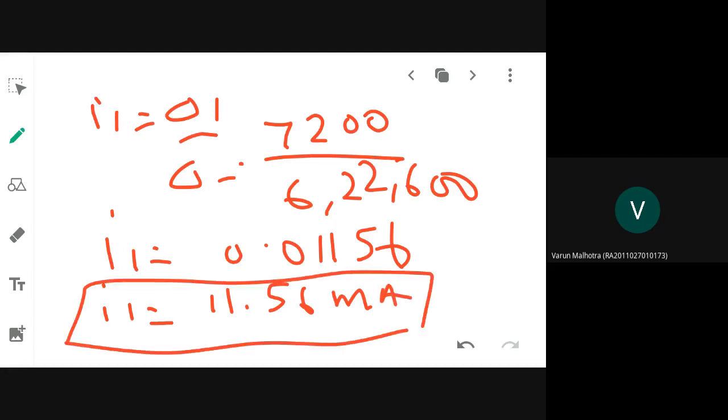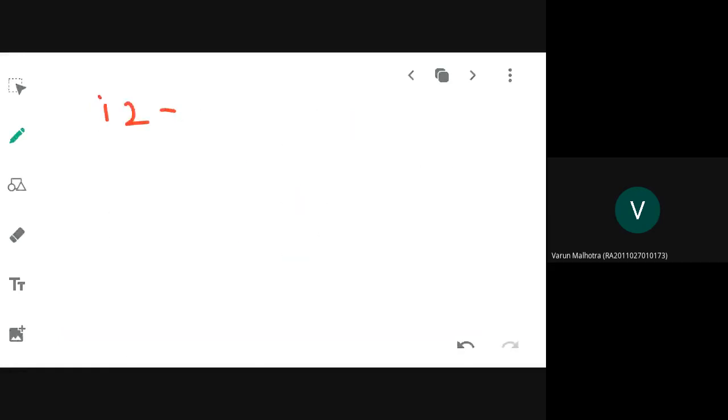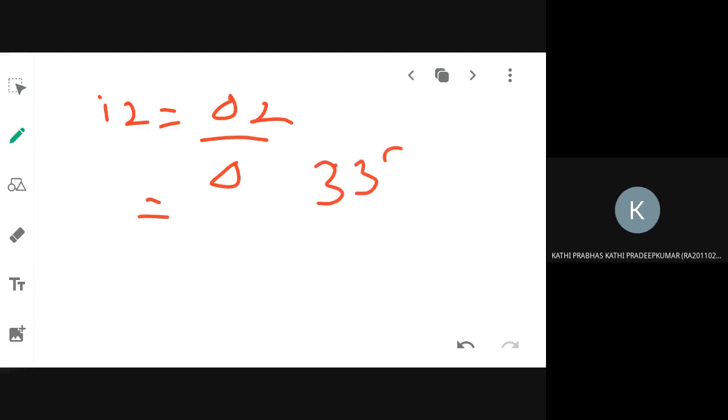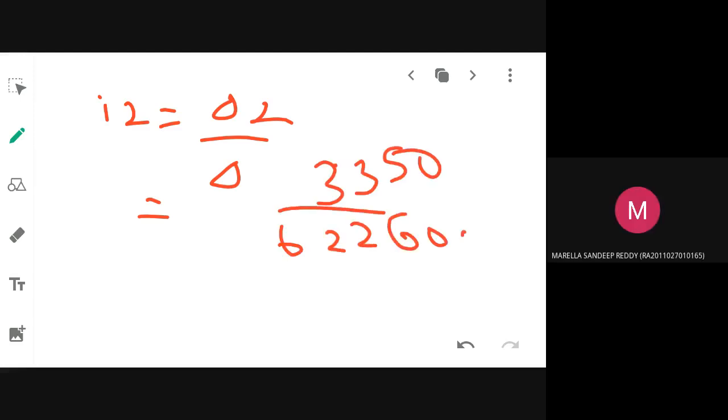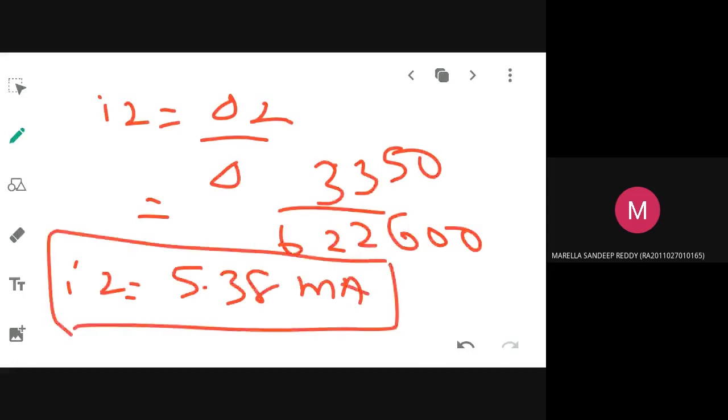Are the answers checking with your manual calculation or not? Yes, ma'am. What about I2? In the same way, 3,350 divided by 6,22,600. So I2 is equivalent to 0.00538, that is 5.38 milliampere. Very good. Same answer you are getting or not? Yes, ma'am.